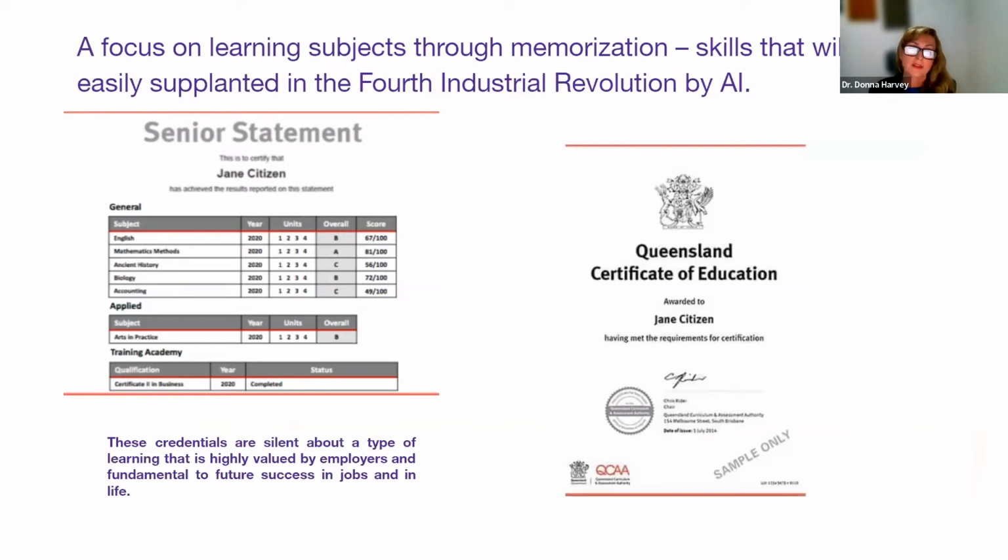And then over the other side, if you are successful in passing 5 of your 6 senior subjects, you get awarded a Queensland Certificate of Education, which really doesn't tell you very much about a student and their accomplishments or their capability at all. So these credentials are silent about a type of learning that is highly valued by employers and fundamental to future success in jobs and in life.